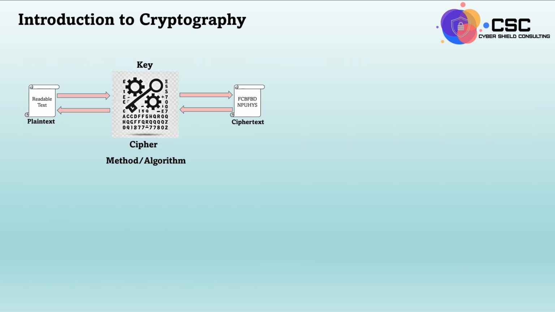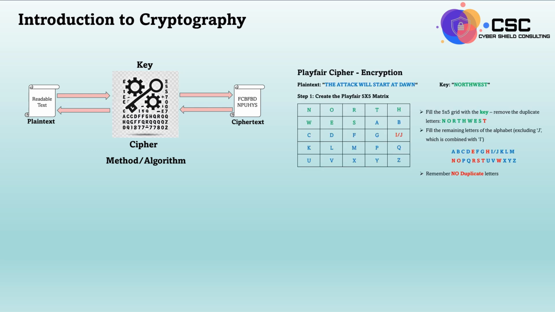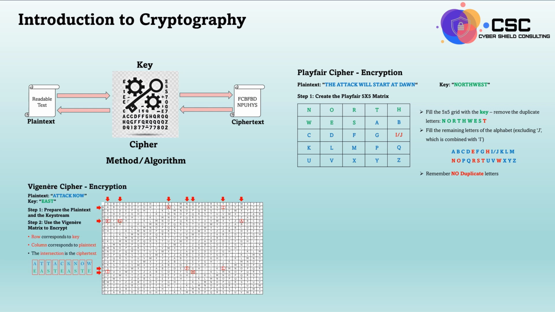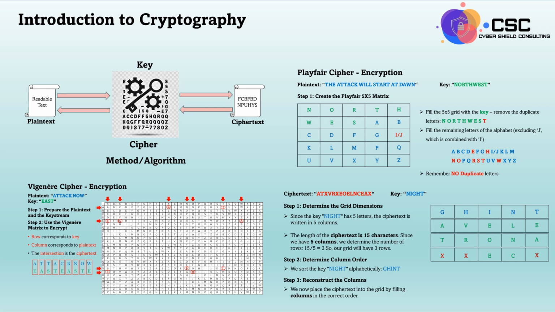As we conclude our journey through classical cryptographic techniques, let's reflect on the key concepts we have covered. We explored 3 fundamental encryption techniques that have played a significant role in cryptography's history. Playfair Cipher, a substitution cipher that encrypts pairs of letters using a 5 by 5 matrix, making frequency analysis more difficult. Vigenère Cipher, a substitution cipher that shifts letters based on a repeating keyword, significantly strengthening security against simple attacks. Columnar Transposition Cipher, a transposition cipher that rearranges letters in a structured grid, altering the order while maintaining the original characters.